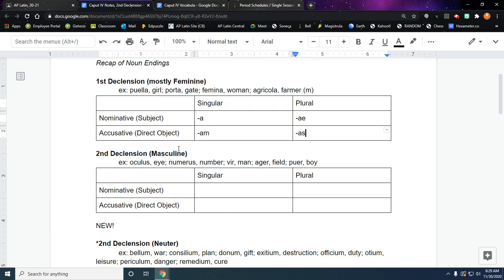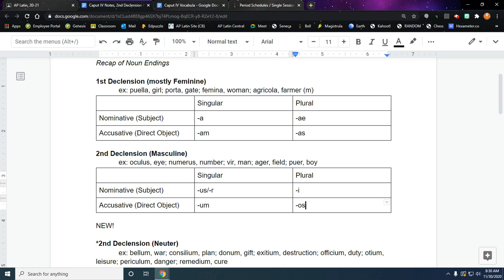All right, and then we learned that there are second declension nouns, which are all masculine. Oculus for eye, that's new in this chapter. Numerus for number. And then there's some that don't use the US. They do an R. So vir for man, ager for field, puer for boy. We also had magister in this chapter for teacher. So US is the most common, but sometimes you do see an R. Okay, they all have I in the nominative plural. Accusative singular is UM, and accusative plural is OS.